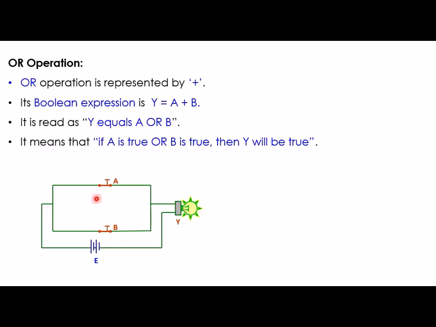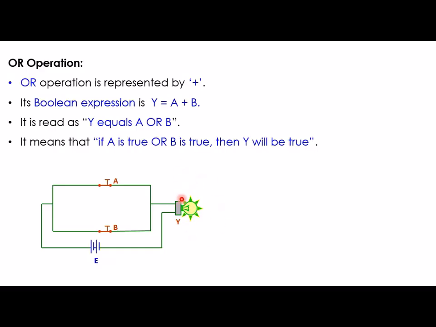And this is simply justifying this statement. If either of A or B or both are true, then this Y output will be true. Or if A is 1 or B is 1 or both are 1, then Y will be equal to 1.